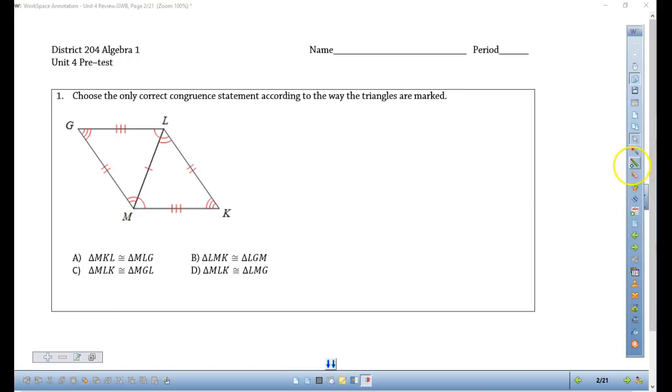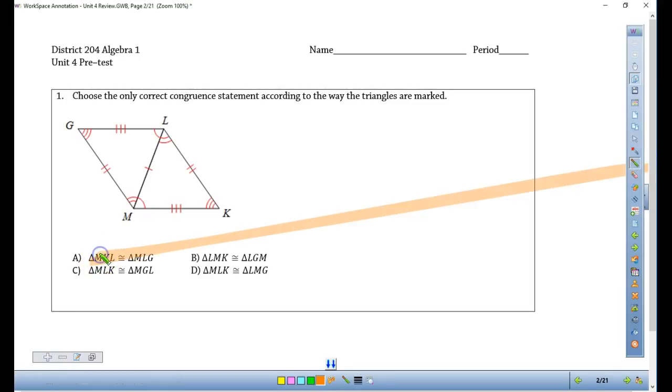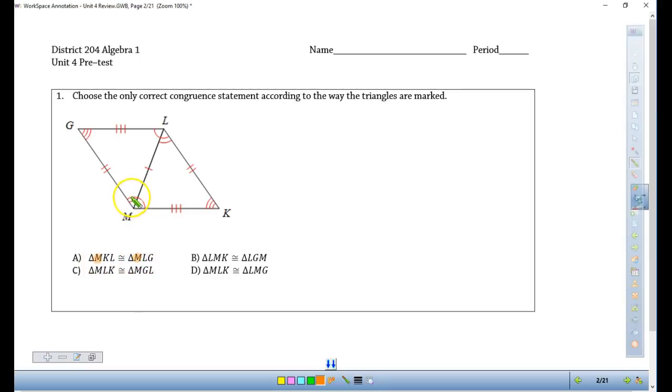So for number 1, we're supposed to choose the only correct congruence statement according to the way the triangles are marked. So this is all about the spelling. If we look at choice A, it says that angle M would match angle M, and if we look at the two triangles, angle M and angle M do not have the same markings. One has a single arc, one has a double mark, so that's out.